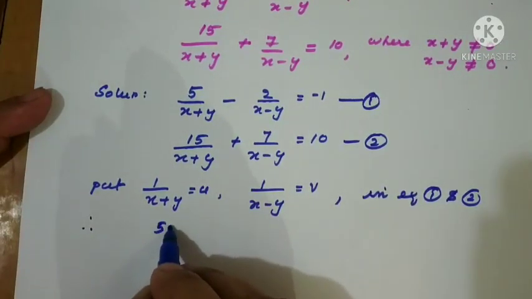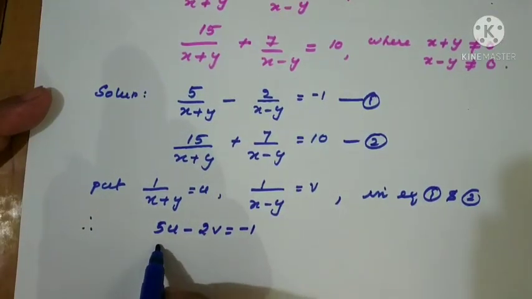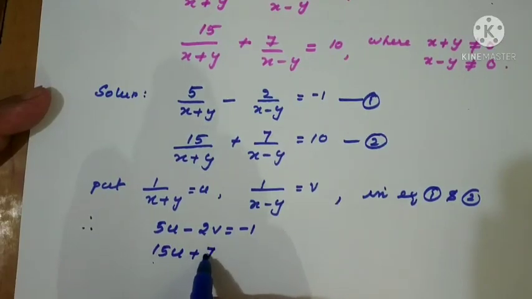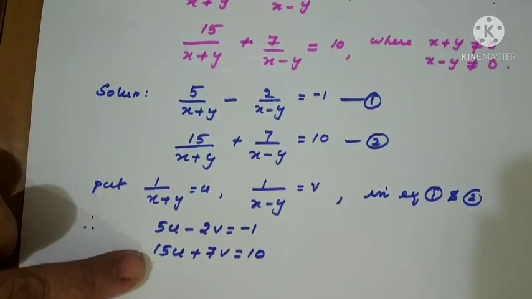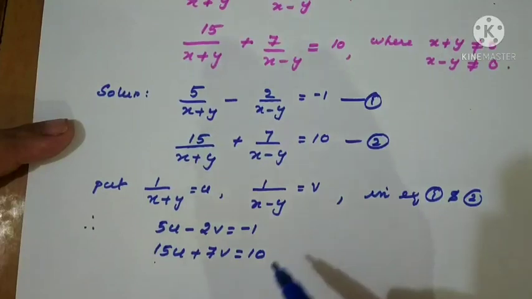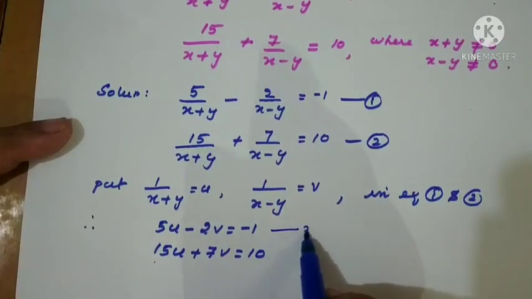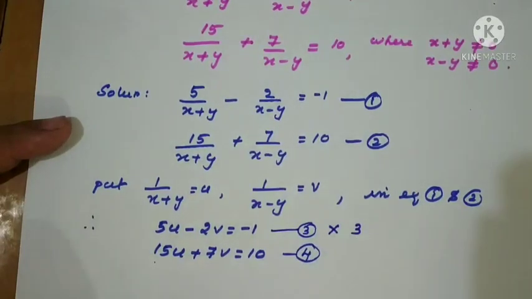5u - 2v = -1, right? And the next, 15u + 7v = 10. Last time we did the elimination method and the method of cross multiplication. Here 5 is there, 15 is there, so we can multiply by 3 and go for easy elimination. This is equation 3 and this is equation 4. We are multiplying by 3 here.